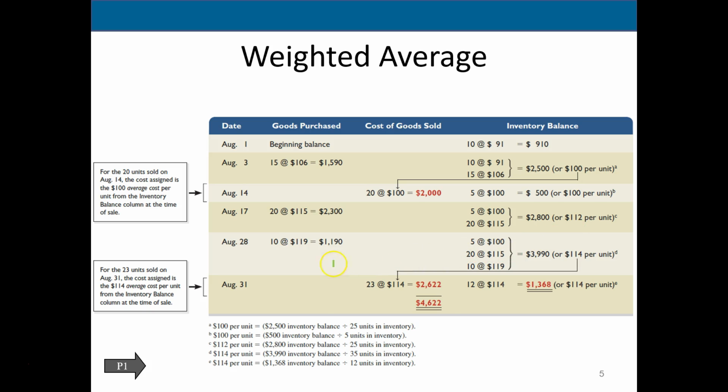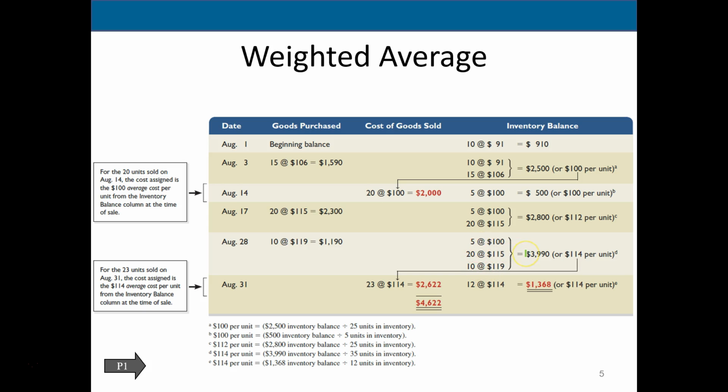Then if we do this again, we bought another 10 units. Once again, the price went up to 119 in this case. So now we have 119 being the new layer. So if we had 5 at 100, we have the 20 at the 115, and then we have the 10 at the 119. That would be a total cost to us of $3,990, and we have 35 units, 10, 20, and 5.